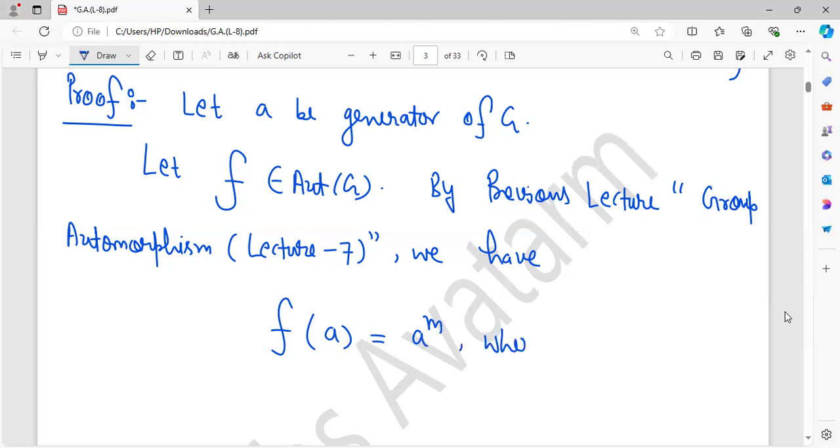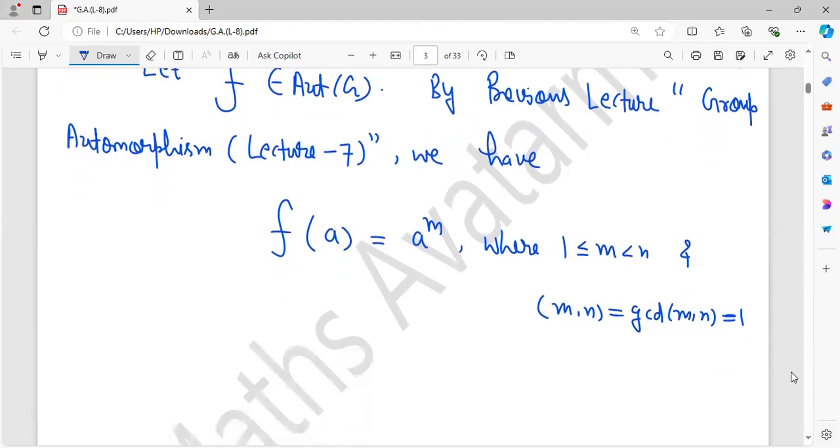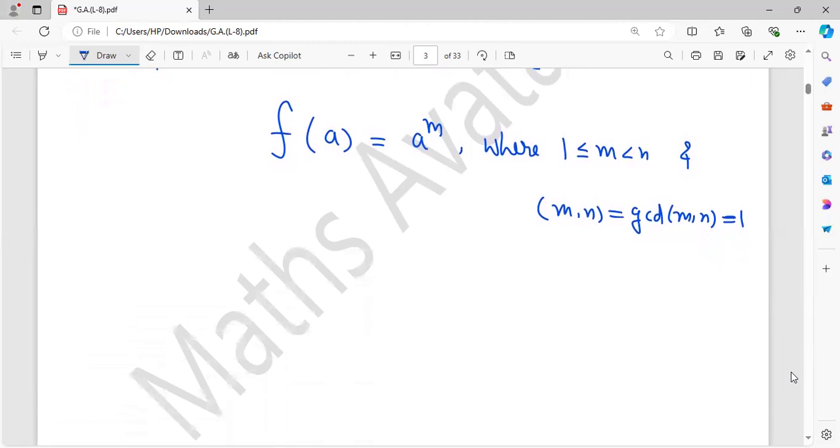Here m is less than or equal to n, and GCD of m and n is equal to 1. It means relatively prime. The GCD is 1 means m is relatively prime to n. The meaning is the same. When you have two numbers and their GCD is 1, it means they are relatively prime.